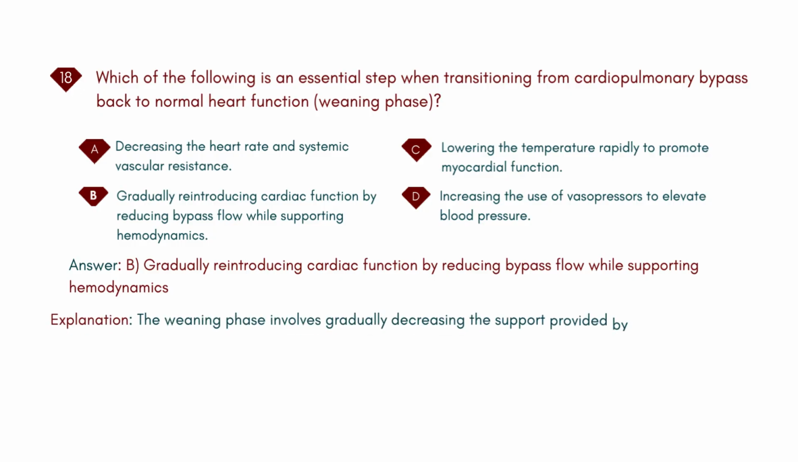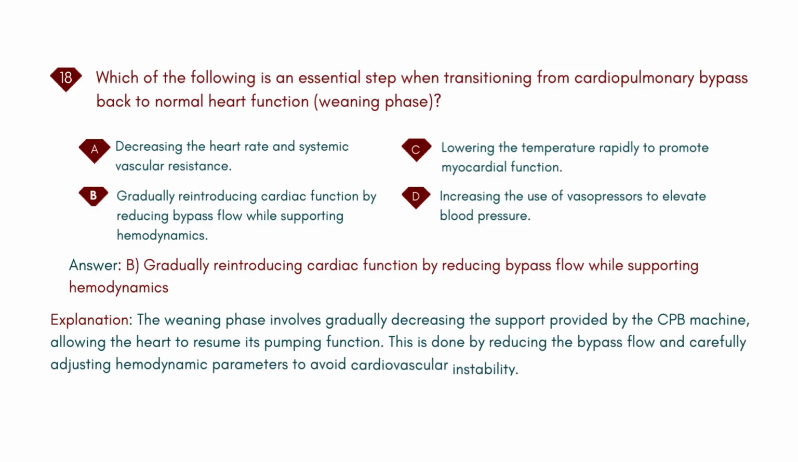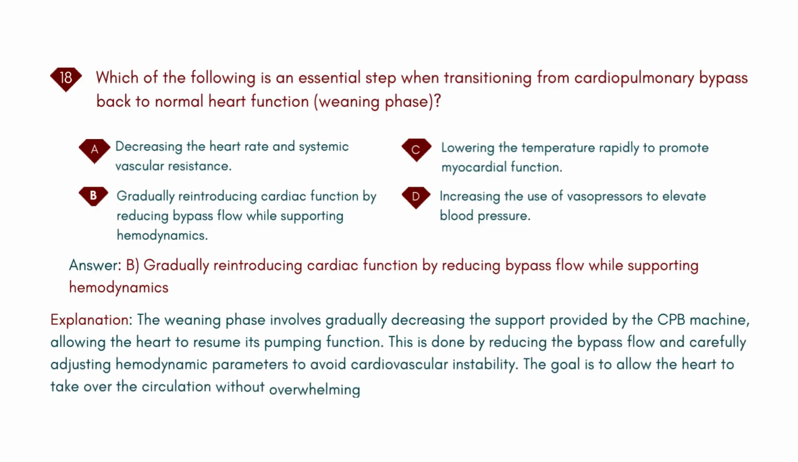Explanation: The weaning phase involves gradually decreasing the support provided by the CPB machine, allowing the heart to resume its pumping function. This is done by reducing the bypass flow and carefully adjusting hemodynamic parameters to avoid cardiovascular instability. The goal is to allow the heart to take over the circulation without overwhelming it.